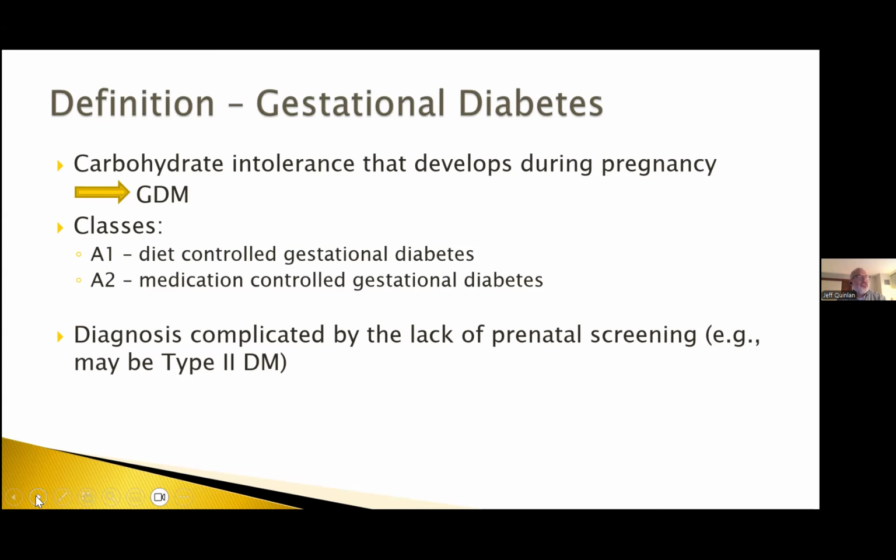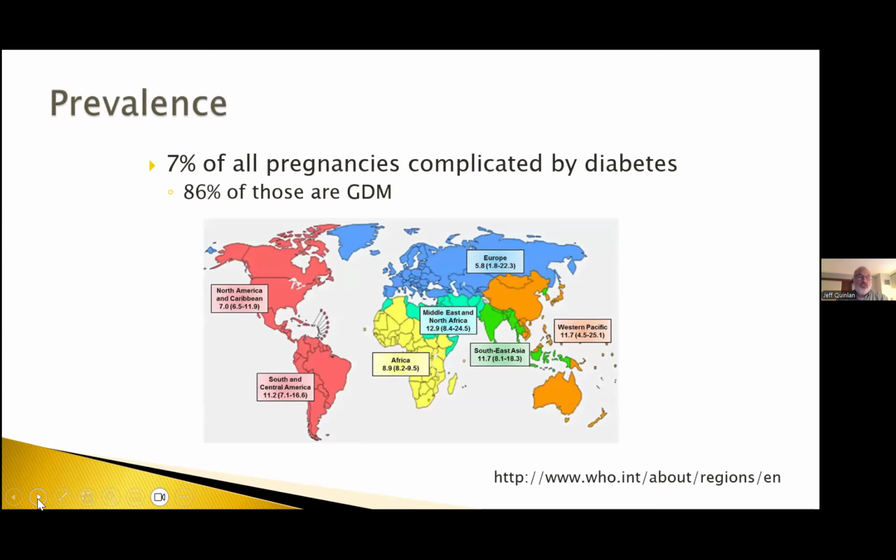There is some complication in making these diagnoses because there's a fair amount of undiagnosed pre-gestational diabetes, or what we would commonly think of as type 2 diabetes, and that really makes it a little bit more difficult to understand where we are and how to treat. You can see here that the prevalence of diabetes in general in pregnancy is about 7% in the United States, and about 86% of those patients have gestational diabetes.